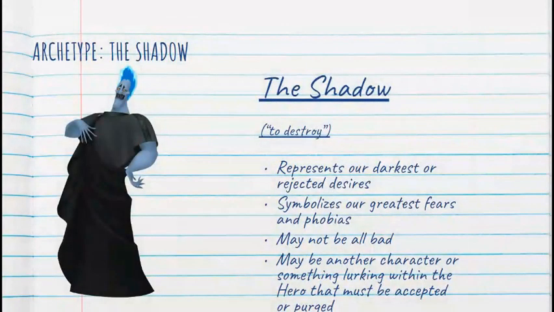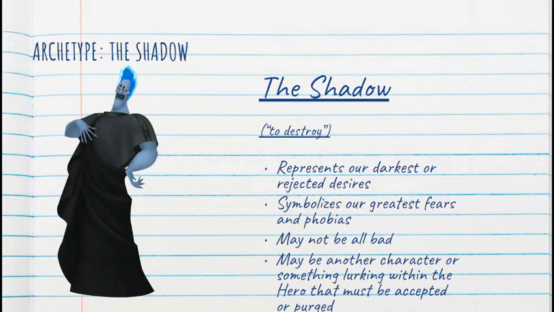Next is the Shadow. Their job is to destroy. They represent our darkest and dejected desires. They symbolize our greatest fears and phobias. They may not be all bad, and may be another character or something lurking within the hero that must be accepted or purged. So this is another element in a hero's journey, and quite frankly in literature, that could be a literal character, like a character versus character conflict, or a character versus self conflict.